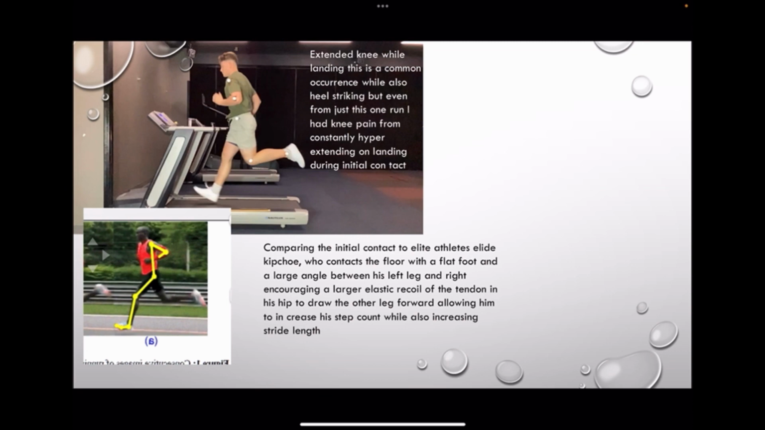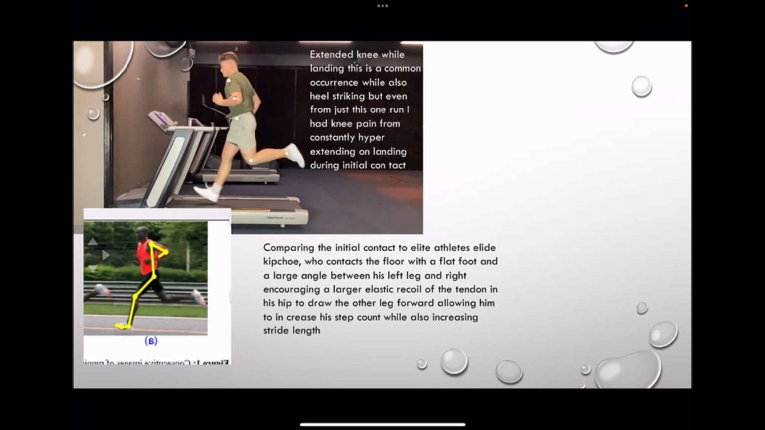Okay, we can also see here that the extension of the knee in the top picture is very likely to cause that knee pain and that hyperextension. Also, that ground reaction force is going to go directly into our foot, knee, and hip instead of into our levers, pushing us forwards as we continue our run.